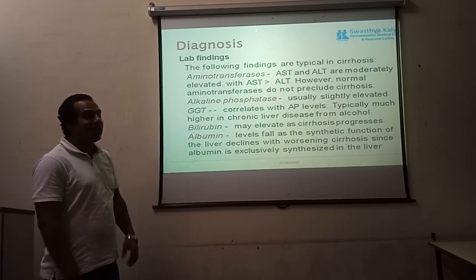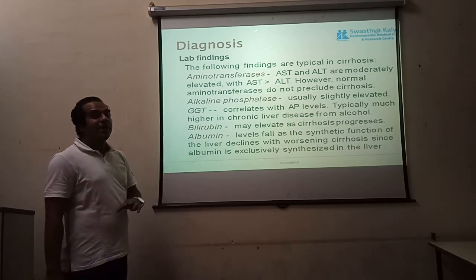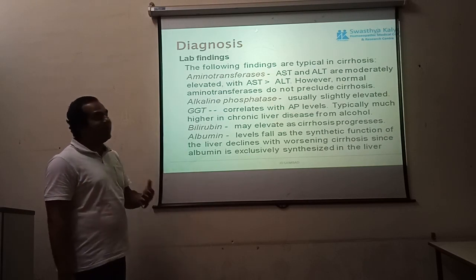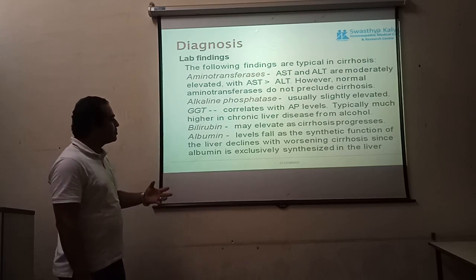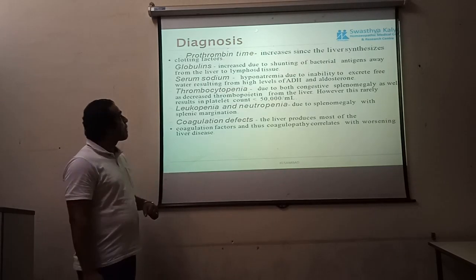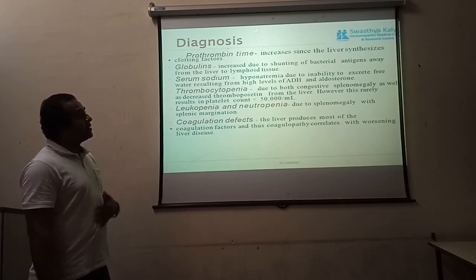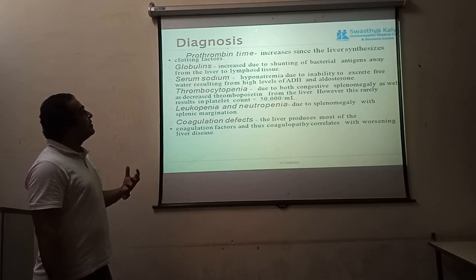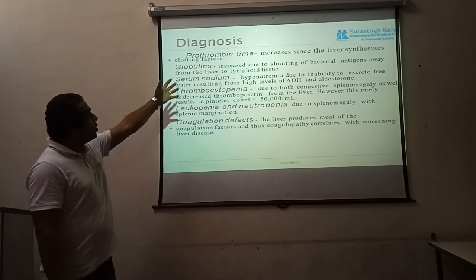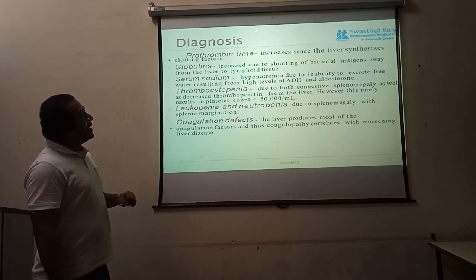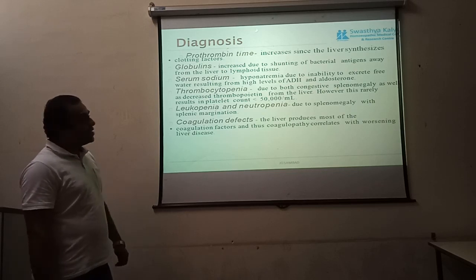GGTP correlates with alkaline phosphatase level, typically much higher in chronic liver disease from alcohol. Bilirubin may elevate as cirrhosis progresses. Albumin level falls as the synthesis process is hampered. Then we have also discussed the prothrombin time, which increases due to the liver's impaired synthesis. Globulin increases due to shunting of bacterial antigen away from the liver to lymphoid tissue.